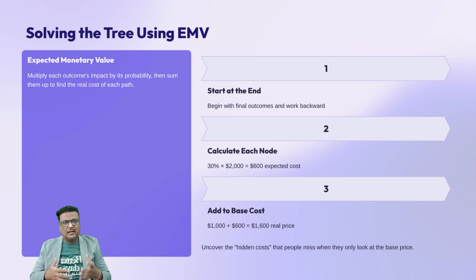If you have a 30% chance of a $2,000 tent cost, that chance node is worth $600. You add that to your $1,000 base cost, and now you know the real price of the outdoor option is $1,600. You've probably seen this. People only look at the $1,000 and think it's the best deal, but the math tells a different story. As risk management professionals, we use this to find the hidden costs of every decision. Now, once we have the numbers for every path, we need to actually make a choice and defend it, which leads us to path comparison and selection.